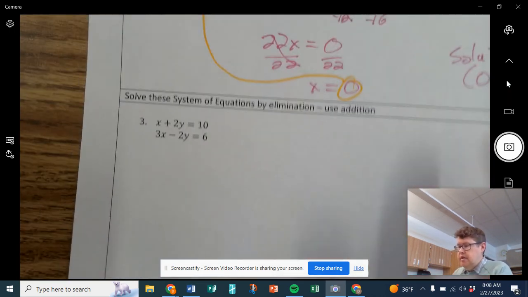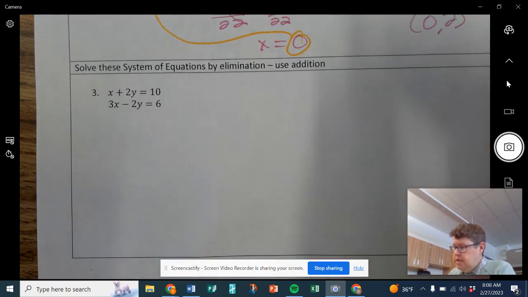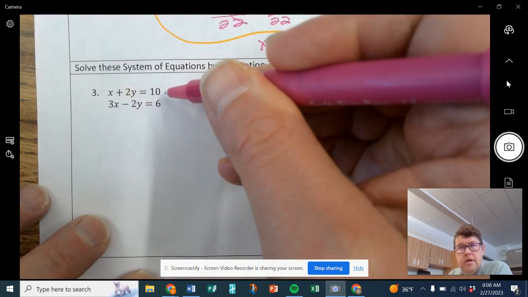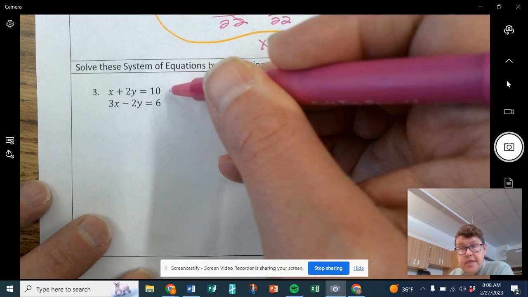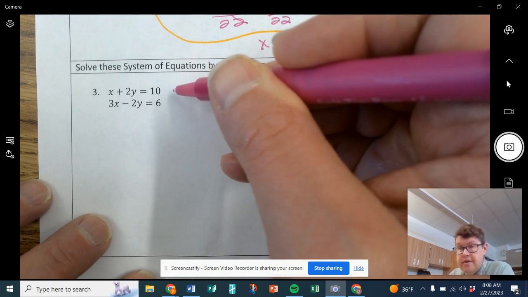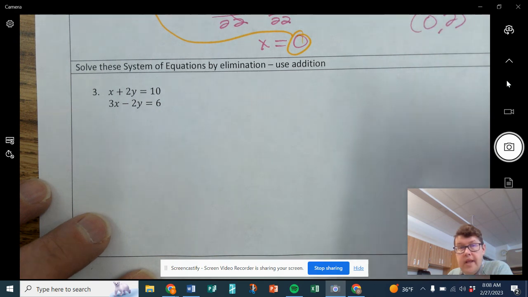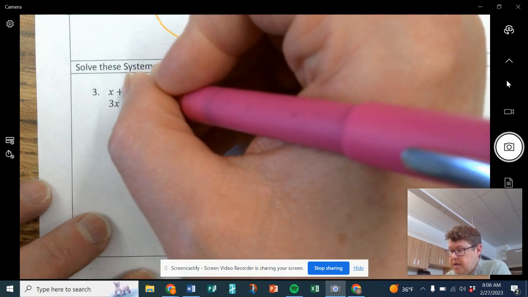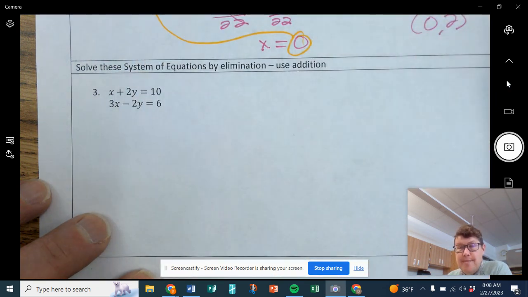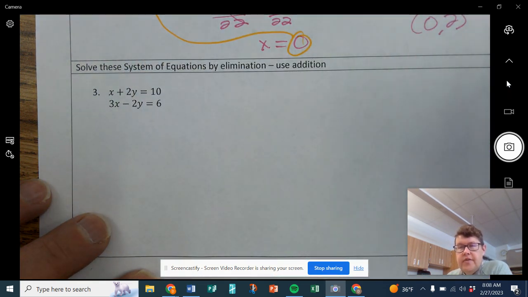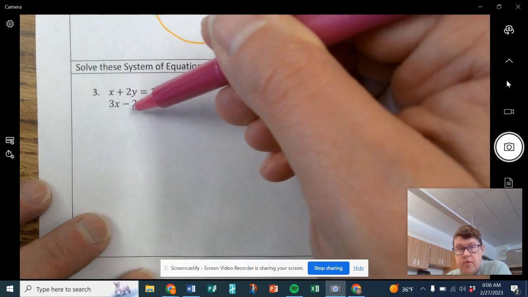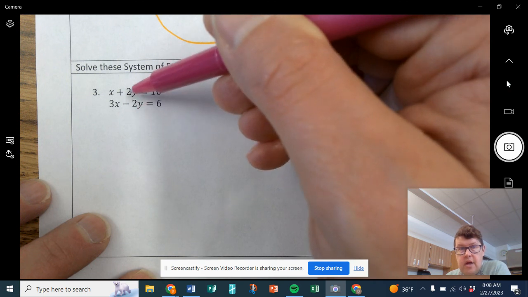Okay, so now we're going to do elimination, and on this one, first one's going to be addition. You use elimination when both of your equations are in ax plus by equals c, so when both equations are in standard form, and you use addition when you have coefficients that are the same number but different signs. So you're always looking to eliminate the variable that has the coefficient with the same number. In this case, we're going to be eliminating the y because they both have 2.